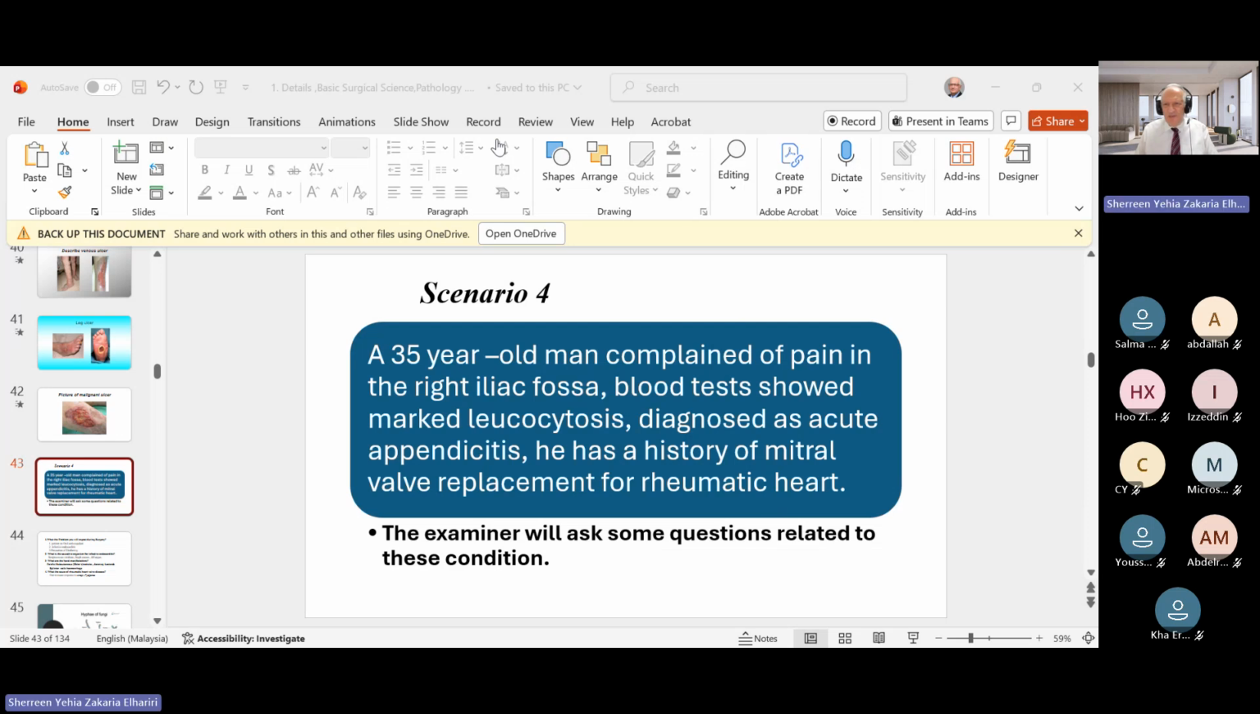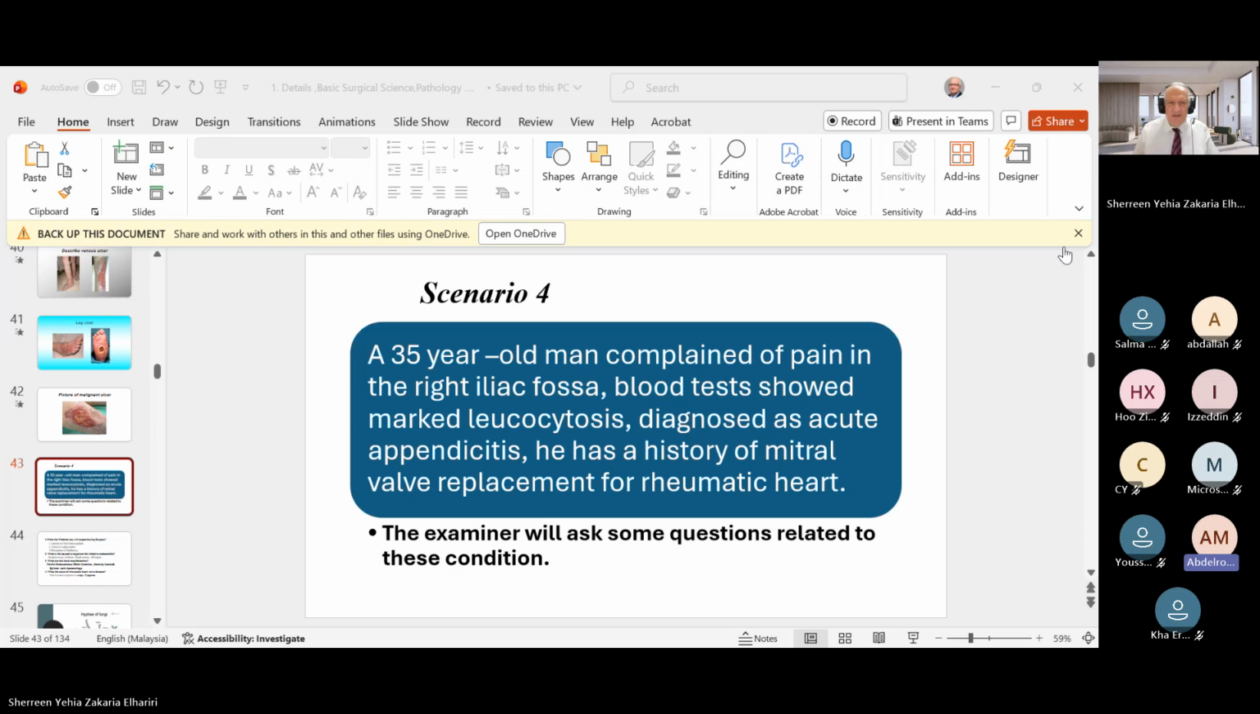Okay, I think Dr. Abdul Rauf elevated his hand. Dr. Abdul Rauf, you can start. Just take a look at the scenario, and after that I will ask you. Okay, doctor. You can start, or do you have a question?